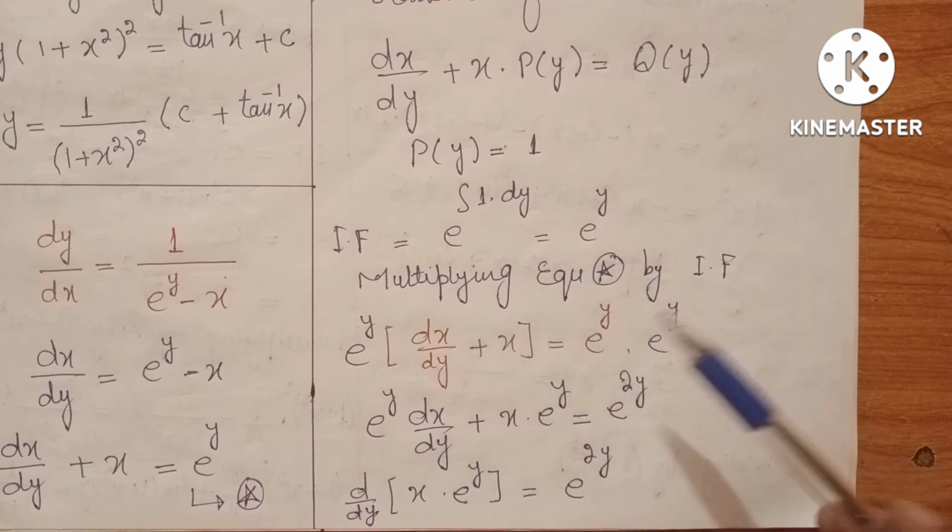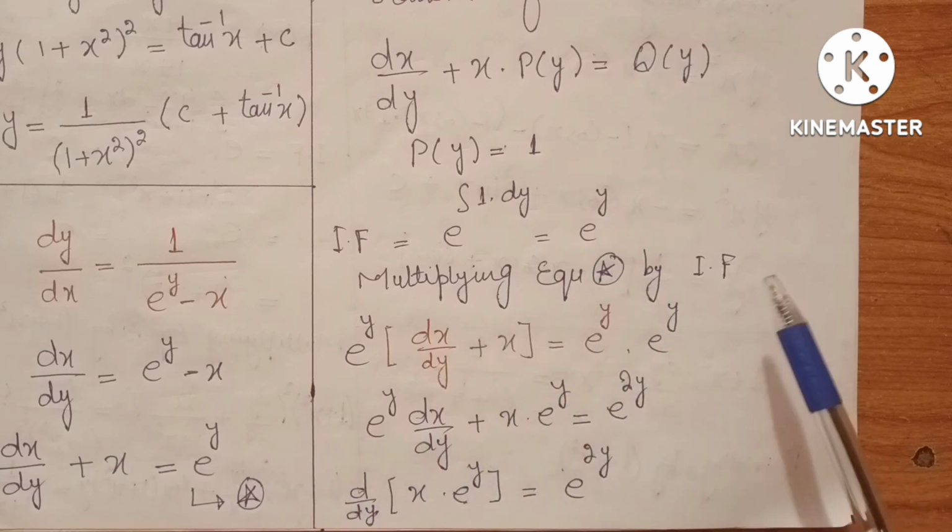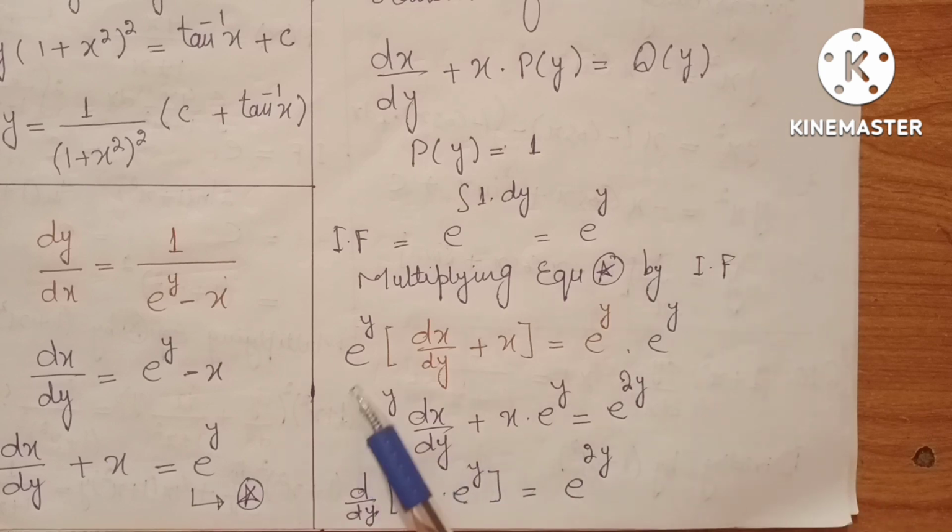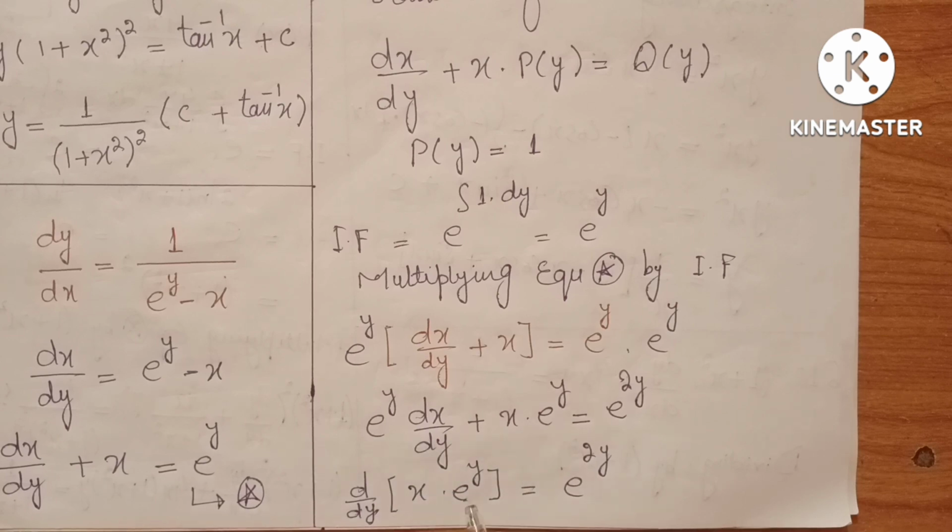Now multiplying the equation by the integrating factor, we will get e raised to power y into dx over dy plus x is equal to e raised to power y into e raised to power y. Base same, powers will be added. On the right hand side of the equation we will get e raised to power 2y, and on the left hand side we will get e raised to power y into dx over dy plus x into e raised to power y. We can see on the left hand side of the equation that it is a derivative of x into e raised to power y.